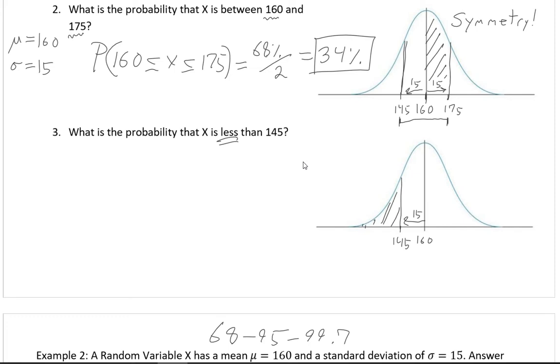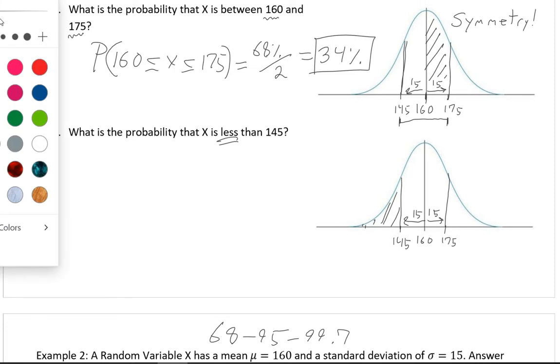Well, how are we going to figure that out? 68, 95, 99.7, we're always talking about area between values, not above or below something. Well, we know that if we went one standard deviation away, as we talked about in the previous example, this shaded region here, which I'll color in a different color. Let's do this magenta-ish color.